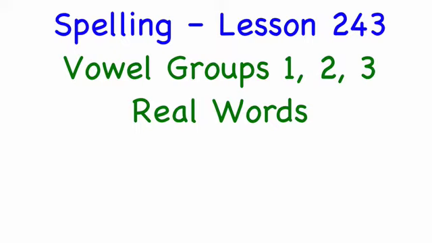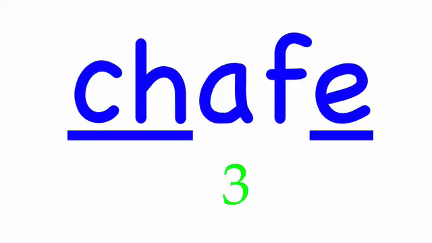We begin with row 1, chafe. He began to chafe with irritation. Chafe. 3 sounds. Ch, a, f. Chafe. This word is a vowel group 3 word because of the silent E at the end of the word. Vowel group 3 says that if you have 2 vowels in a word and they're separated by at least 1 consonant letter, and the second vowel is E at the end of the word, then that E serves as a signal that the first vowel will represent its long sound, as it does in this word.